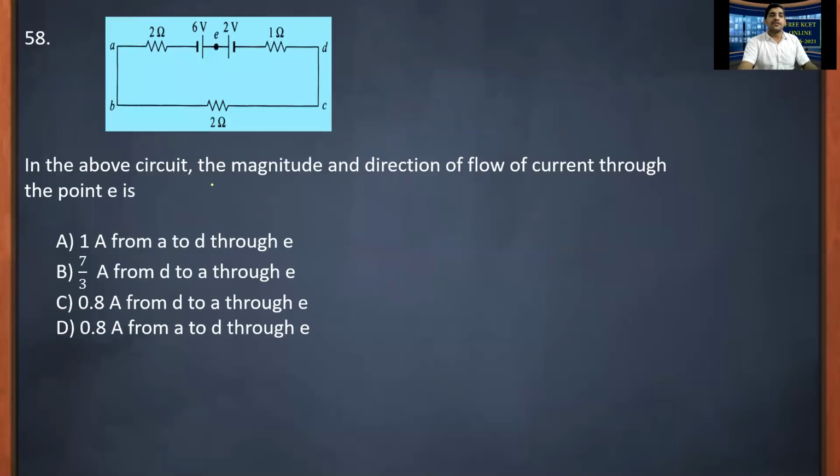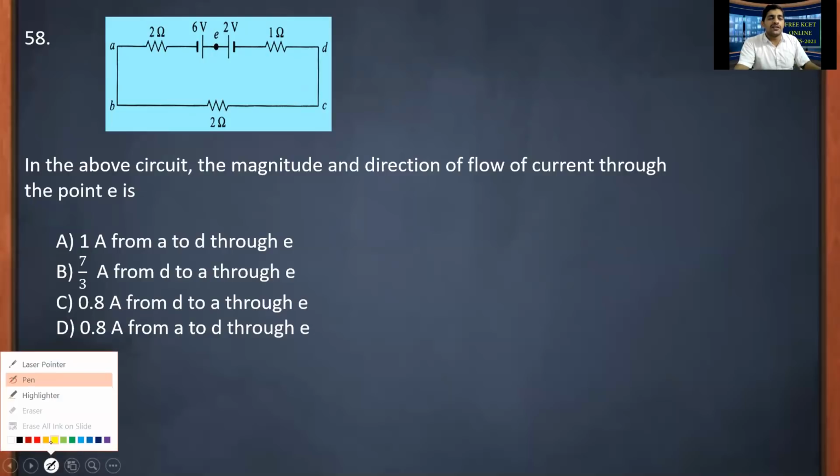Okay, the next part question. In the above circuit, the magnitude and the direction of flow of current through the point E is. So you are given with the circuit. So to find the direction of the current, the two methods you can use.